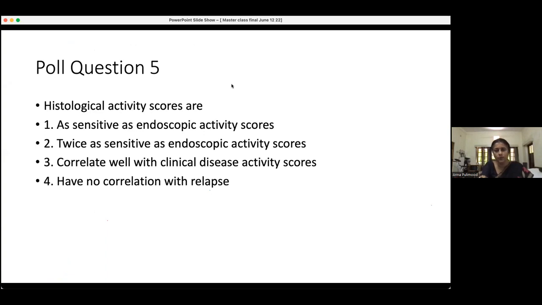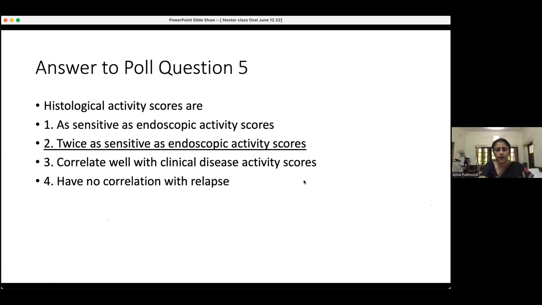So we come to poll question 5. Histological activity scores are twice as sensitive as endoscopic activity scores, or as sensitive endoscopic activity scores correlate well with... I can't actually see that. Yeah, I suppose you can see all the answers.